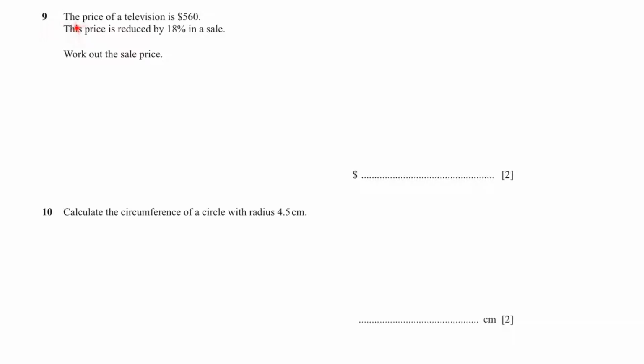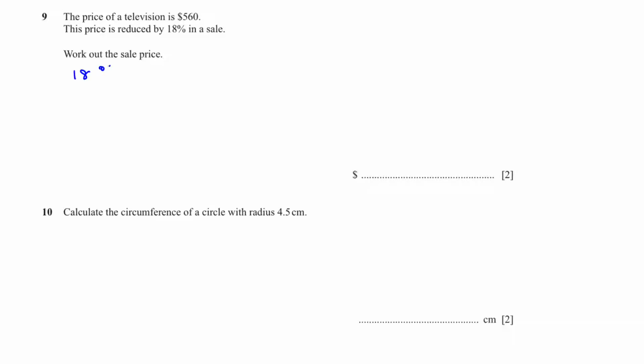Question number 9. The price of a television is $560. This price is reduced by 18% in a sale. Work out the sale price. So there are two ways to solve this question. I'll explain to you both the ways.